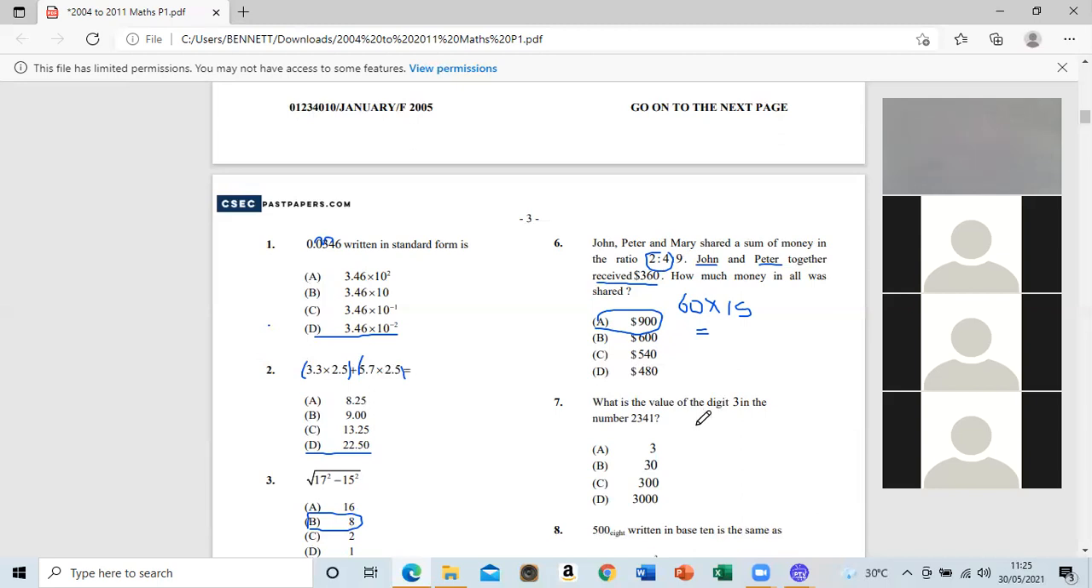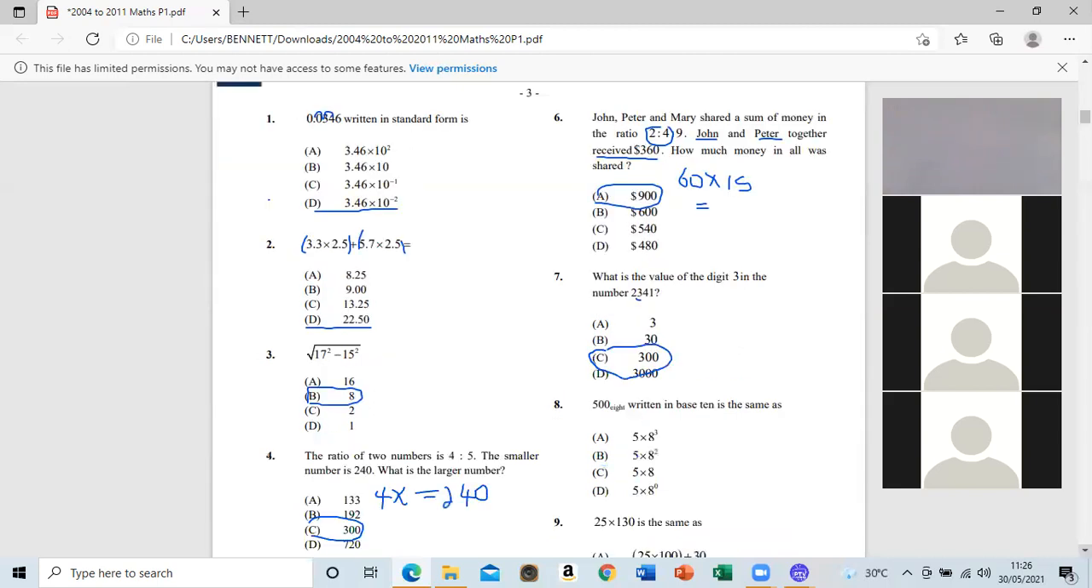Okay. All right. What is the value of the digit 3 in the number 2341? 300. You're going to get a medal for that, all right? Remind me to give you.